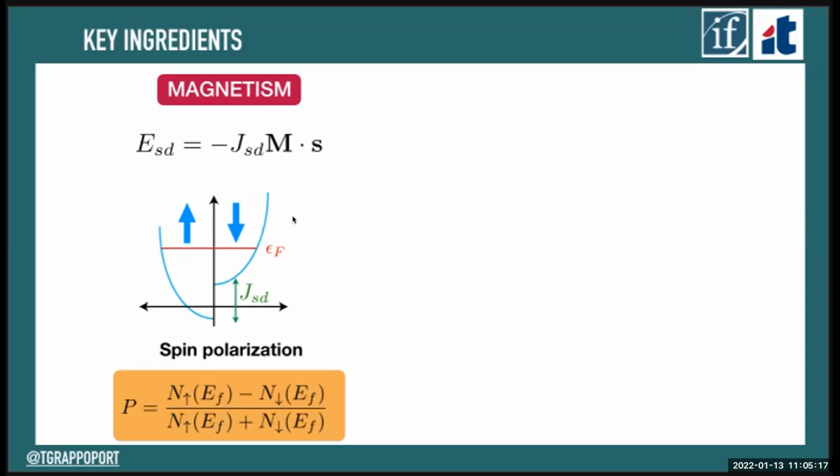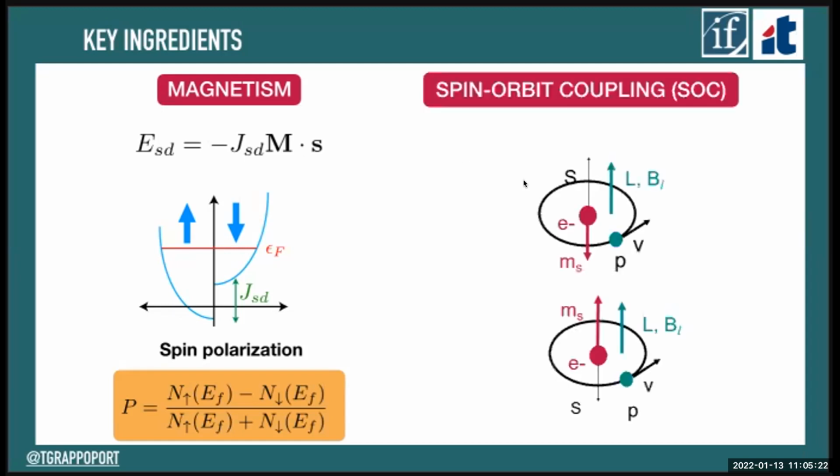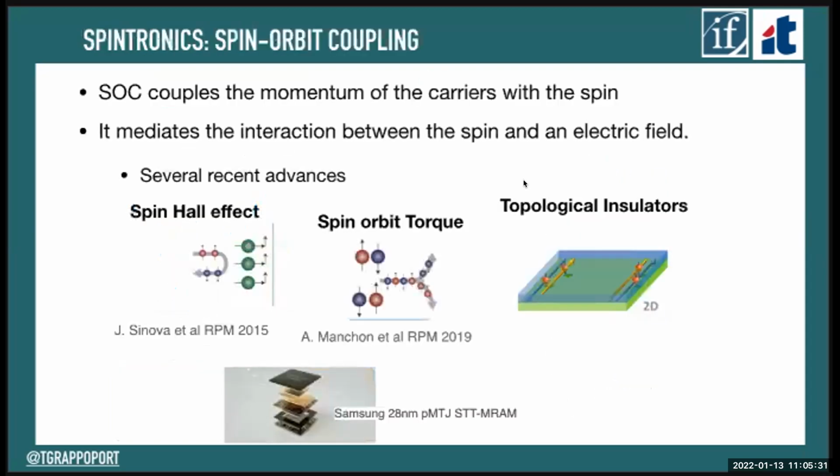Another key ingredient is the spin-orbit coupling, that, of course, influences magnetism, but even in the absence of magnetism, it can play an important role in spintronics. And I think we all know that in the last 15 years or so, there were many discoveries and control of effects that rely on spin-orbit coupling, especially to generate spin currents and spin accumulations in non-magnetic materials.